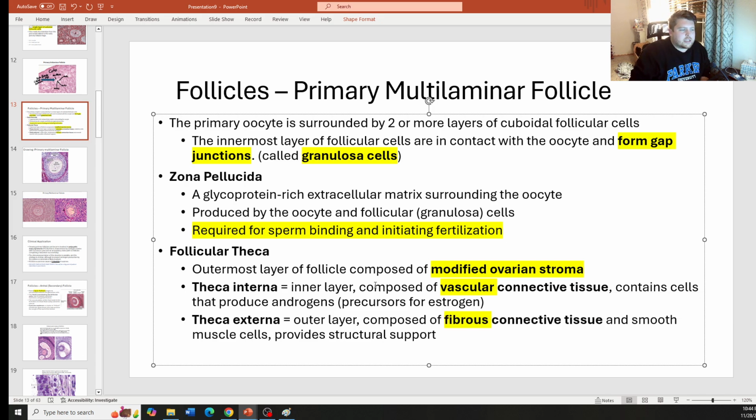The theca interna is going to come back as well. We're going to talk about how it produces hormones called androgens, and androgens are precursors for estrogen. We mentioned androgens briefly when we talked about the suprarenal gland or the adrenal gland, how one of the layers of the adrenal gland produces the androgens, or produces the DHEA, which can then also be converted into estrogen. So the theca interna also plays a role in estrogen production.